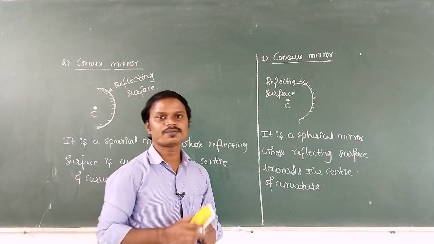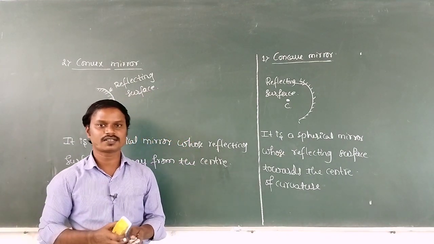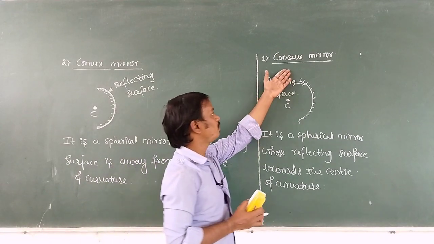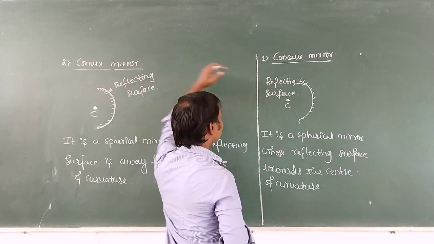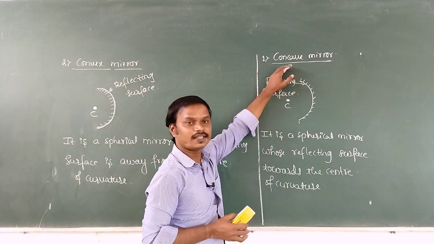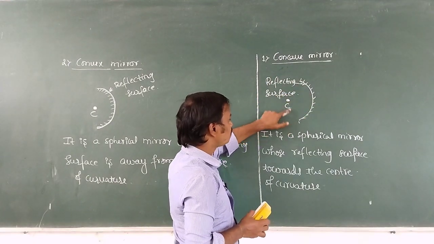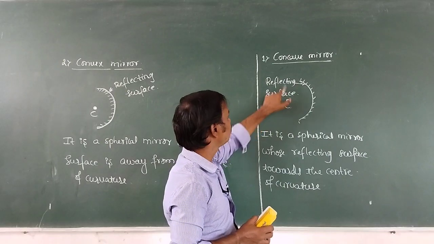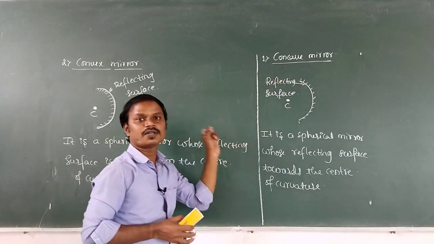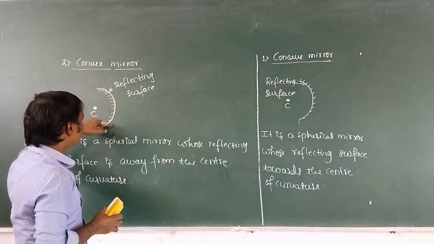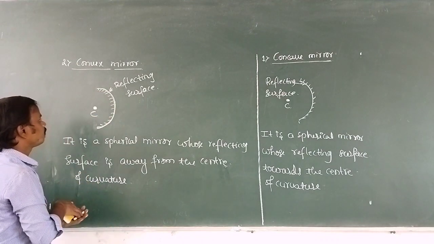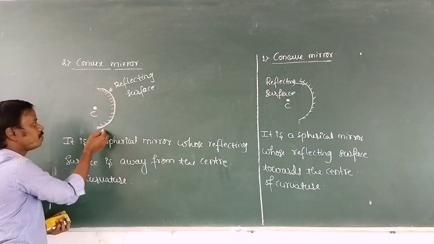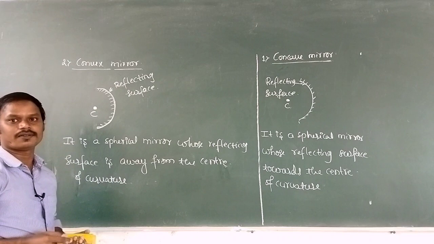How many types of spherical mirrors are there? Two types: concave mirror and convex mirror. In the diagram for the concave mirror, the reflecting surface is towards the center of curvature, so this type of spherical mirror is called a concave mirror. In the case of a convex mirror, the reflecting surface is away from the center of curvature.